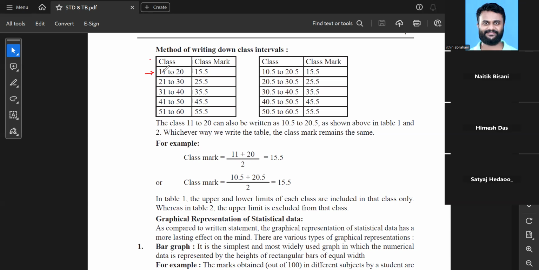What I was saying, 11 to 20 is the class. What will be its class mark? Class mark is basically the midpoint. So again, simply add them, divide by 2. Your midpoint is how much? 15.5. And so on. From 21 to 30, the midpoint is 25.5. And so on, it goes on.